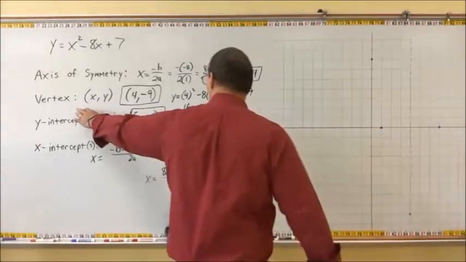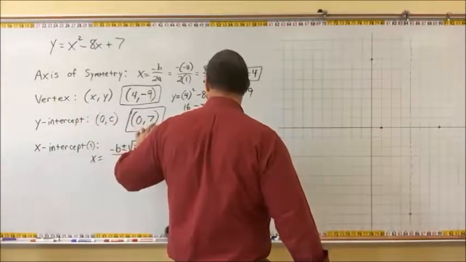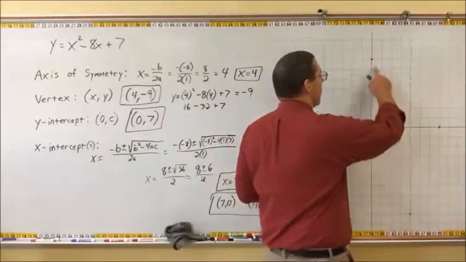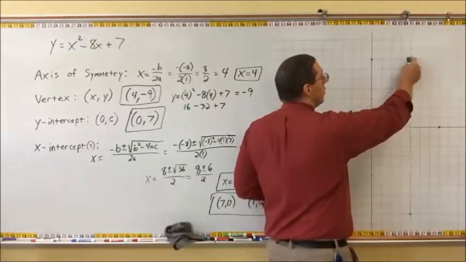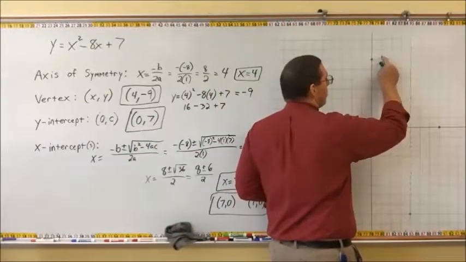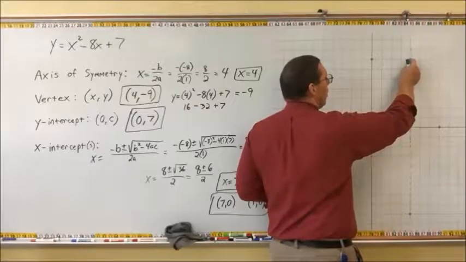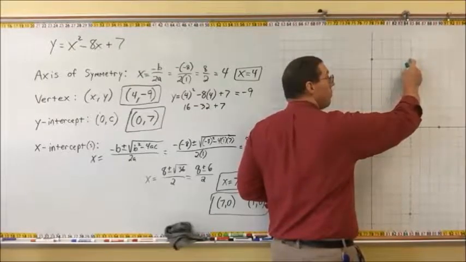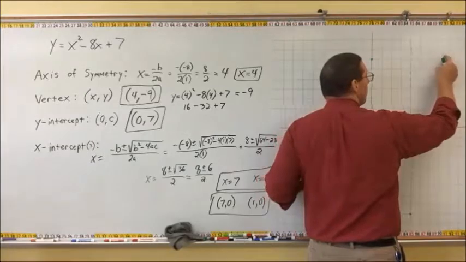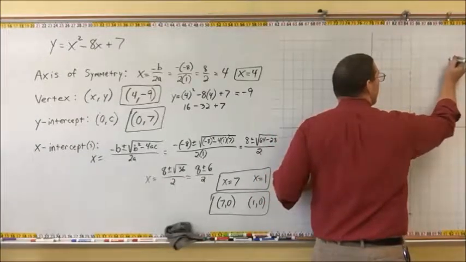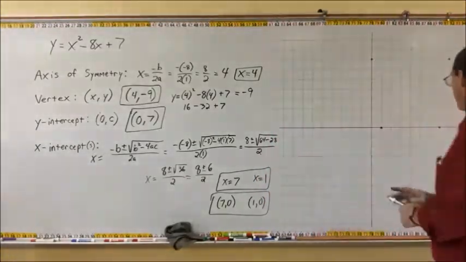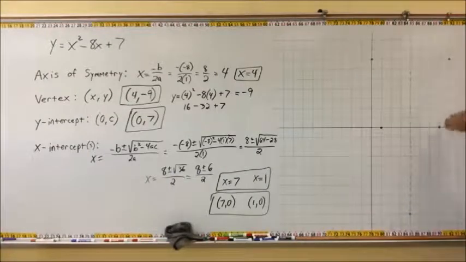Now I want to plot one more point. Do you see the y-intercept at 0, 7? From the y-intercept, count over to the axis of symmetry. 1, 2, 3, 4. Then count the same number again. 1, 2, 3, 4, and put a dot there. Because now what you'll see here is we've got this U shape. And now all we have to do now is draw a line through there.